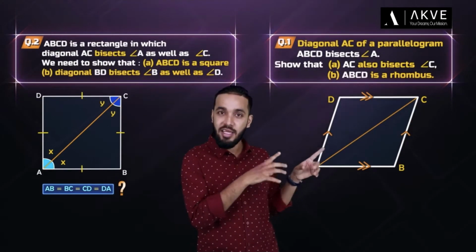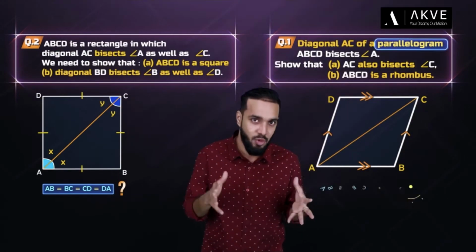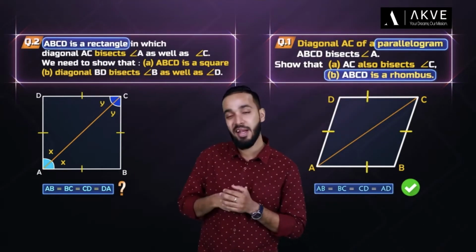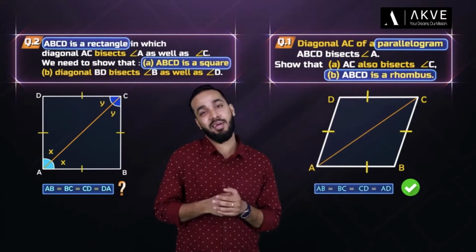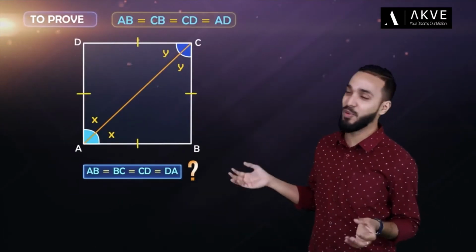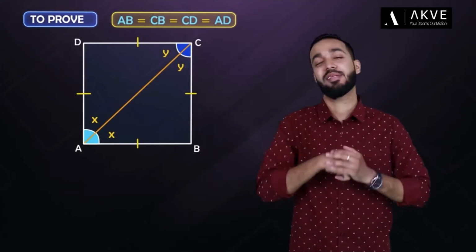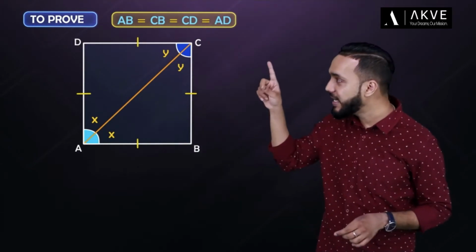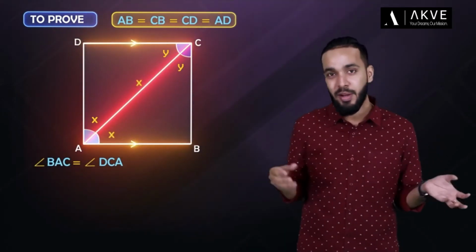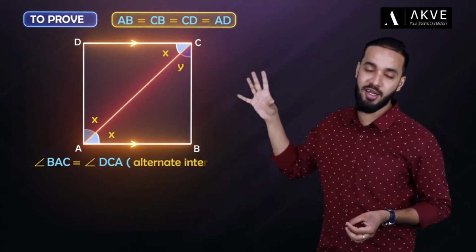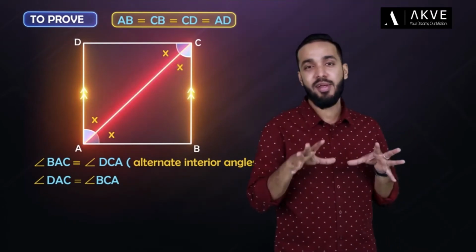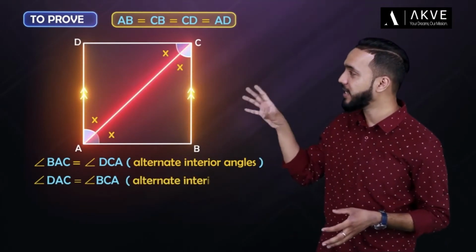There, ABCD was a parallelogram and we proved that all its sides are equal. Here we have a rectangle instead, but the requirement remains the same. All the sides are to be proved equal. We can use the exact same steps as we did in the previous question. We can see that these two angles are equal because they form a pair of alternate interior angles. Similarly, these two angles are also equal because they too form a pair of alternate interior angles.